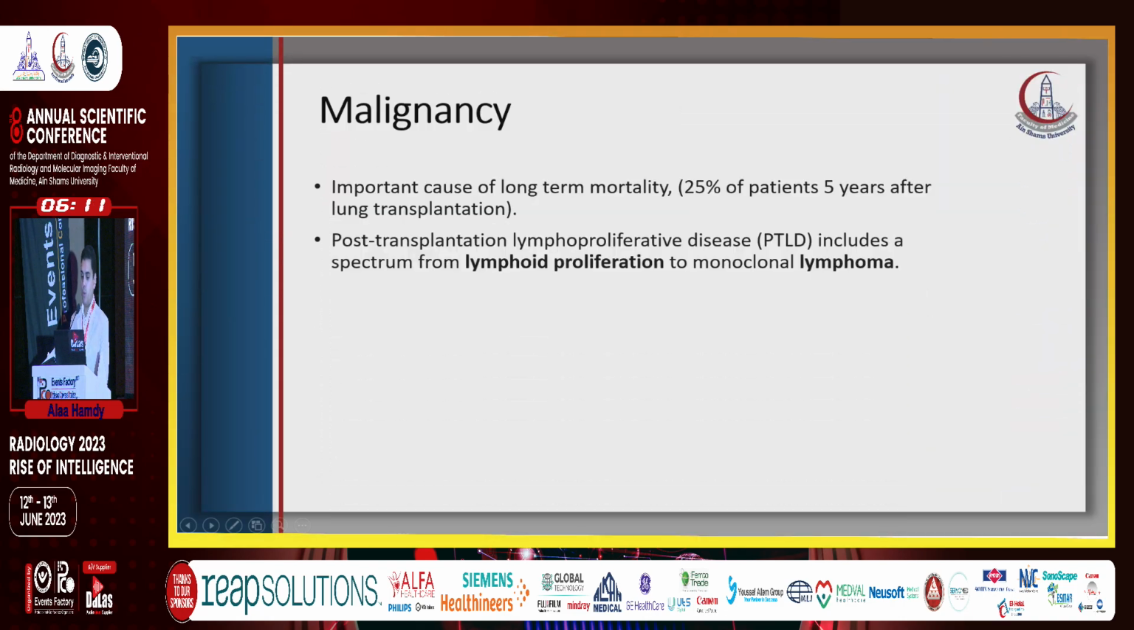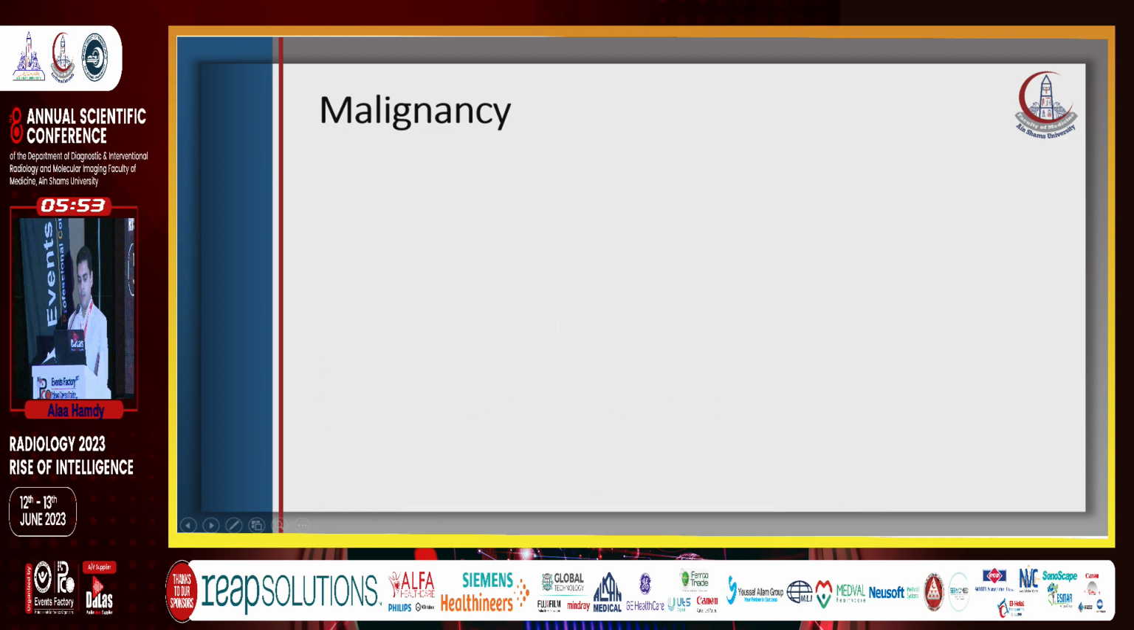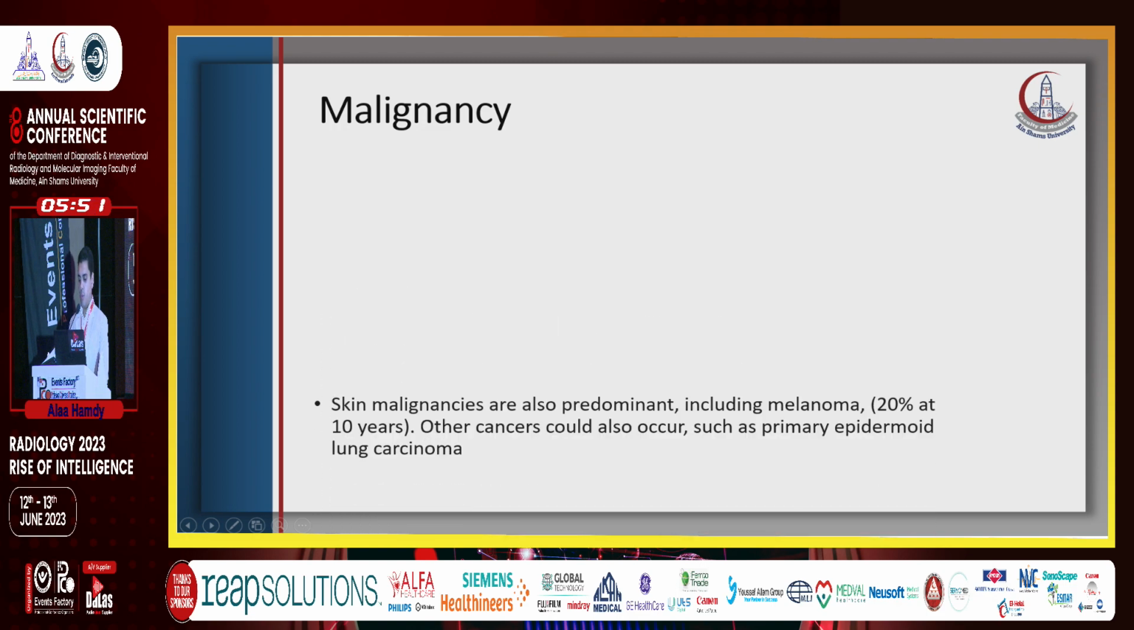Malignancy is an important cause of long-term mortality. Post-transplantation lymphoproliferative disease includes a spectrum from lymphoid proliferation to monoclonal lymphoma. Manifestations are either isolated nodule or mass, disseminated micronodules, or mediastinal or abdominal lymphadenopathy. Skin malignancies are also predominant, including melanoma, 20% at 10 years. Other cancers can also occur, such as primary epidermoid lung cancer.